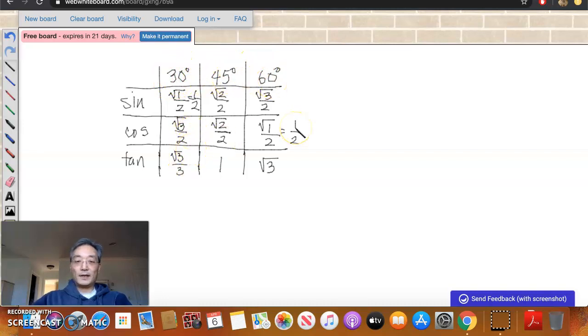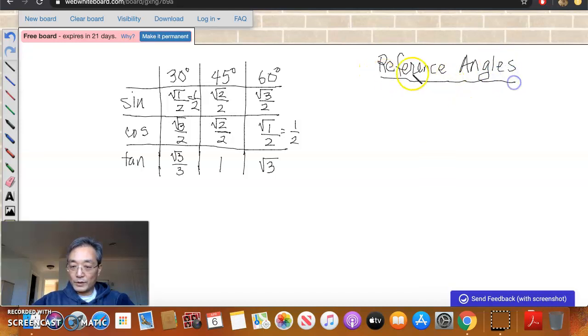Okay, guys? Now, as I said before, you also have to know this concept of what we call reference angles. All right? So I'm going to show you what reference angles are. Okay? You have to know what these reference angles are so that we can find the sine, cosine, and tangent of angles that are not 30, 45, or 60, but that they are related to the 30, 45, and 60 degree angles. All right, so here we go.